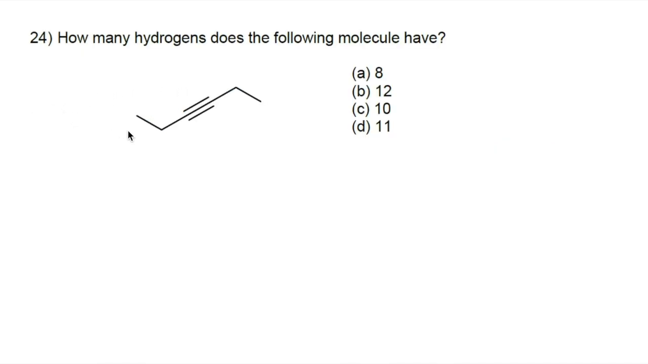For question 24, you have 3 hydrogens in there, 2 hydrogens there, and no hydrogens right there because that carbon is already connected to 4, it has 4 bonds. So you have 3 and 2 and 2 and 3. The answer is going to be 10.